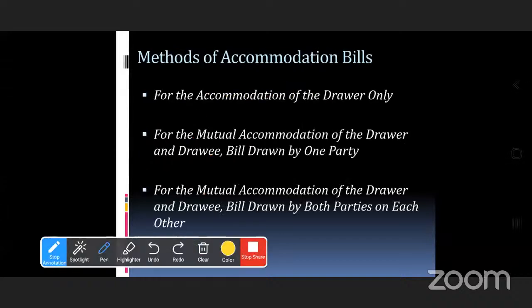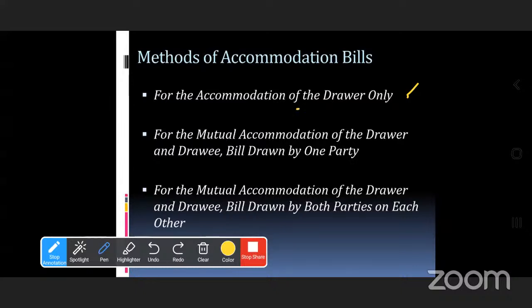Now let us see the methods of accommodation of the bill. There are 3 methods we'll be using in the accommodation bill. One is for the accommodation of the drawer only. This is one method of accommodation bill. If an individual needs cash, they make or draw a bill of exchange or trade bill on their companion and get the bill discounted from the bank. The bill proceeds are utilized exclusively by the maker or drawer of the bill.